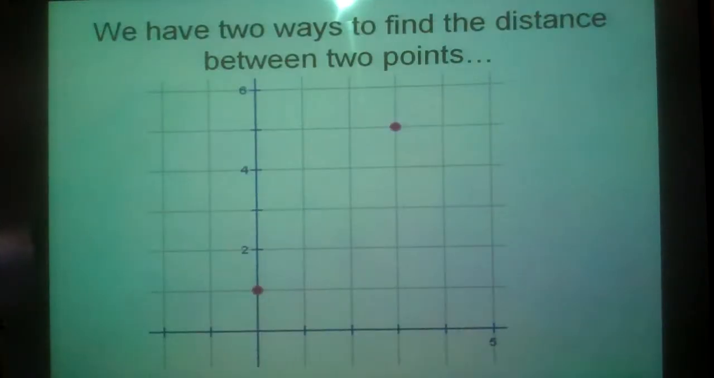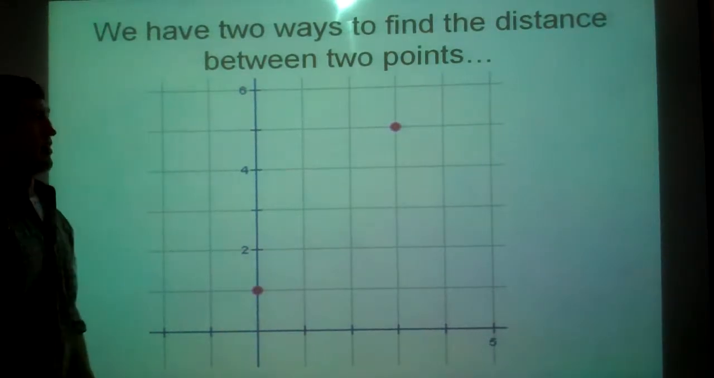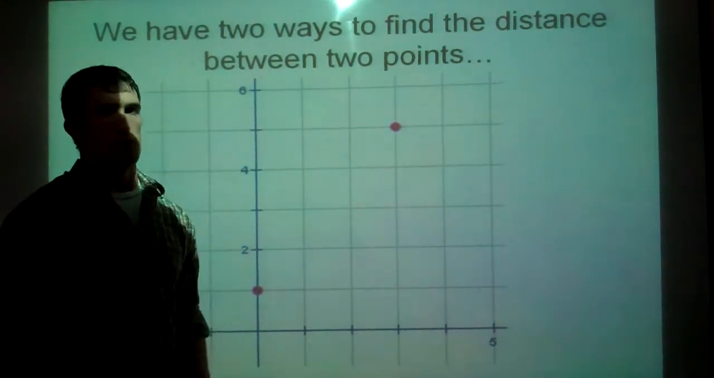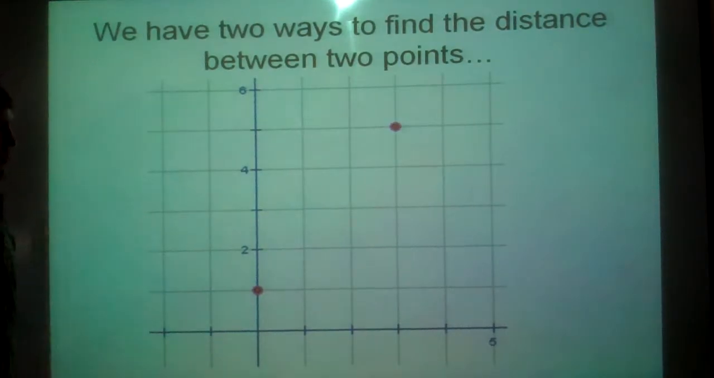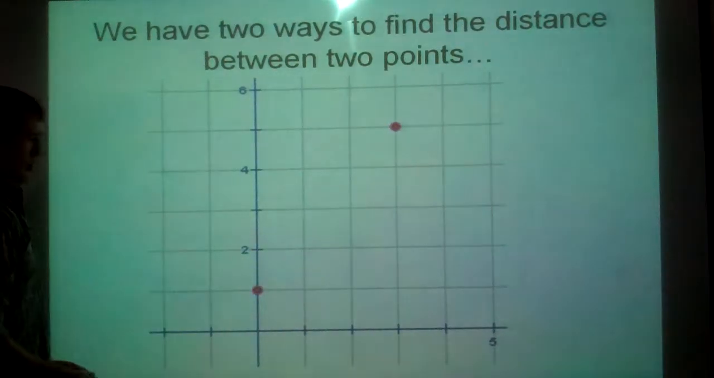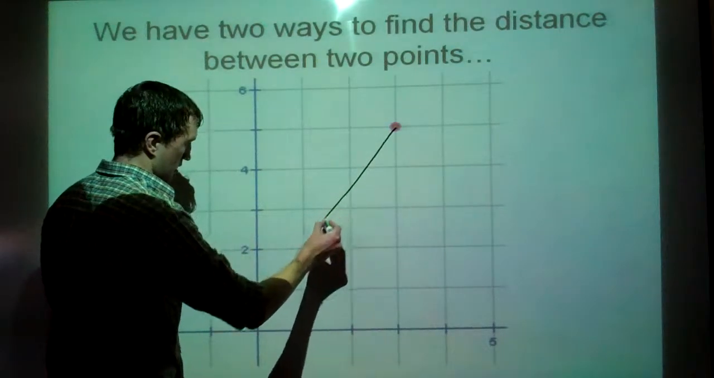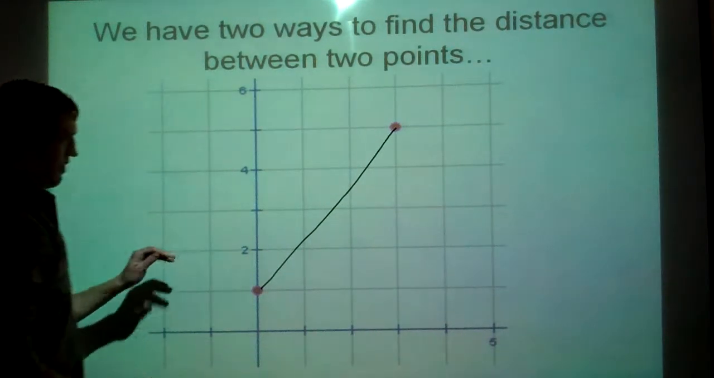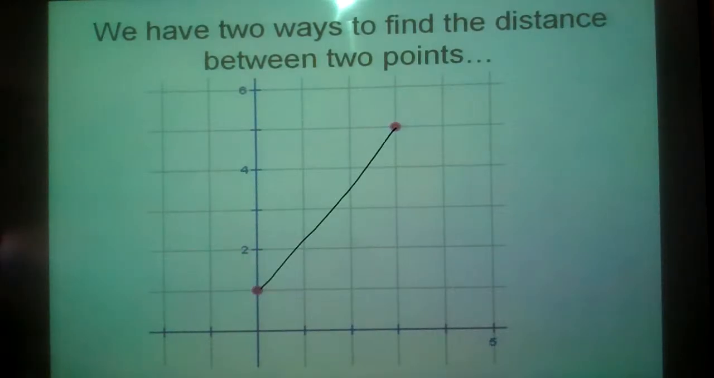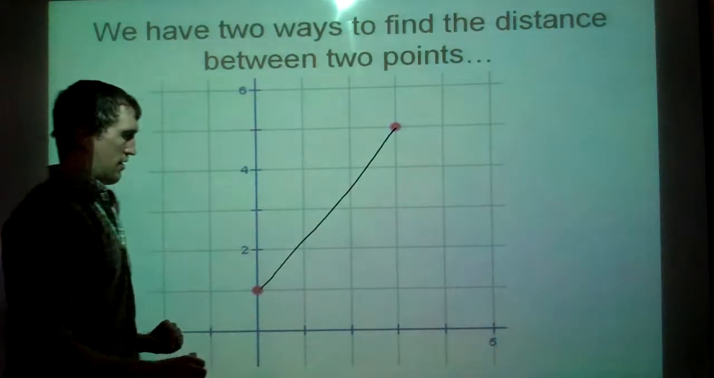Alright, there are actually 2 ways to do this, but I'm only going to show us one. The 2 ways to do it actually relate to each other, and they stem from the same formula. So this is the first thing that we saw today. To find the distance between this point and this point, we know we're looking for the shortest distance anyway, would be right there.